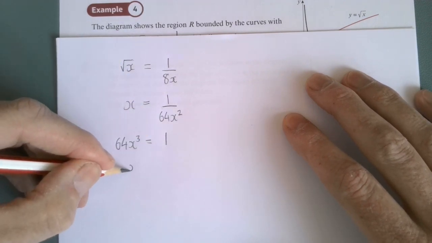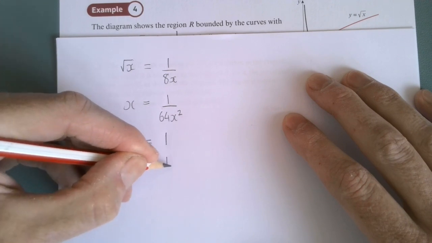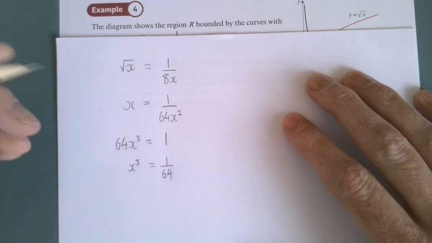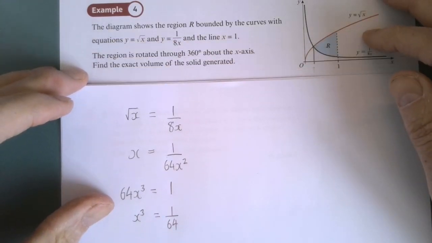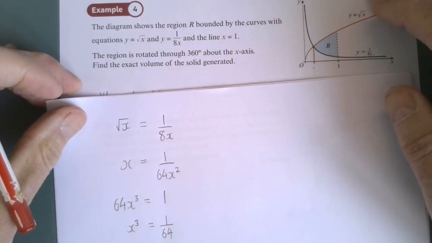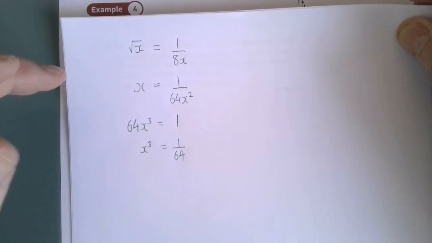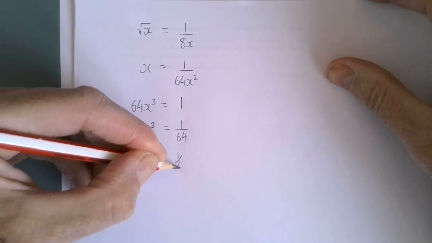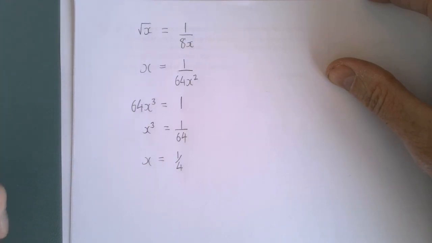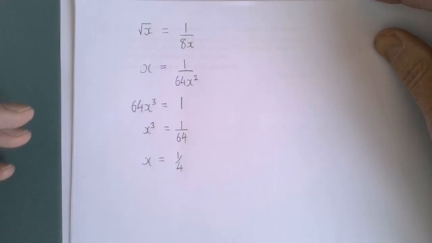Although sometimes they're okay. Perhaps I should have left the 64 where it was. And the other thing is I know it's positive. Actually, when you cube root, there's no positive or negative issues, are there, anyway? So x is a quarter. 4 times 4 times 4 is 64. So yeah, right. Okay, so that's okay.